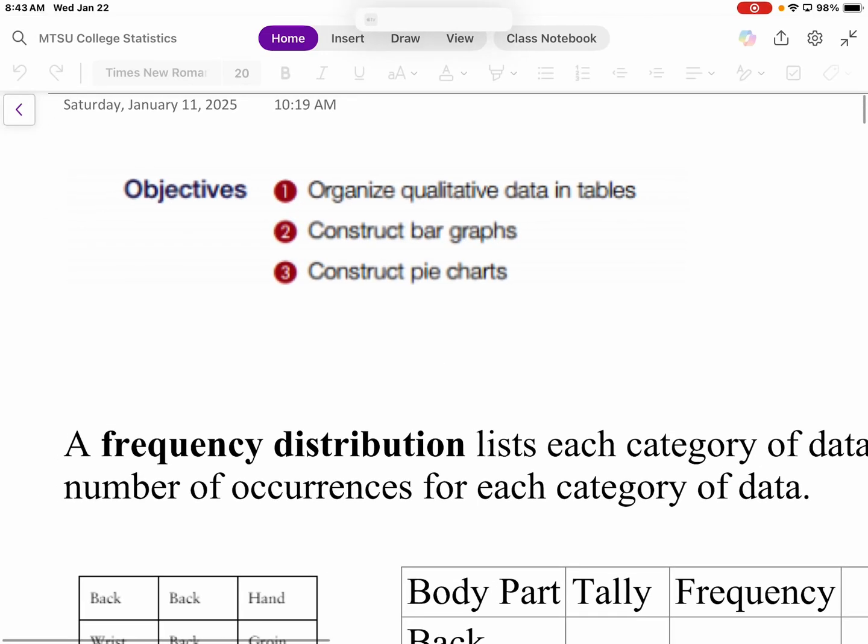So as we go through, our goals today are to organize qualitative data in tables, construct bar graphs, and construct pie charts. That's what we're going to go through today. The notes may take me about 30 to 40 minutes to go through, and then I pulled in a bunch of other problems for us to practice together.